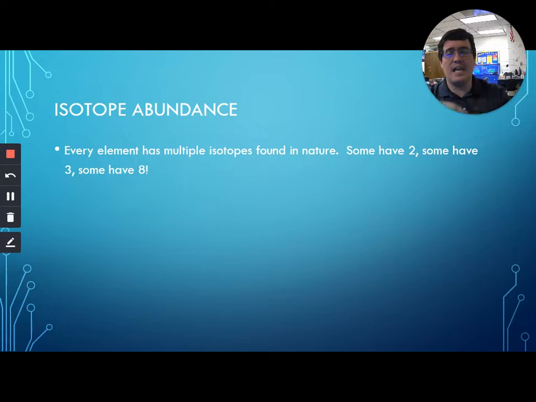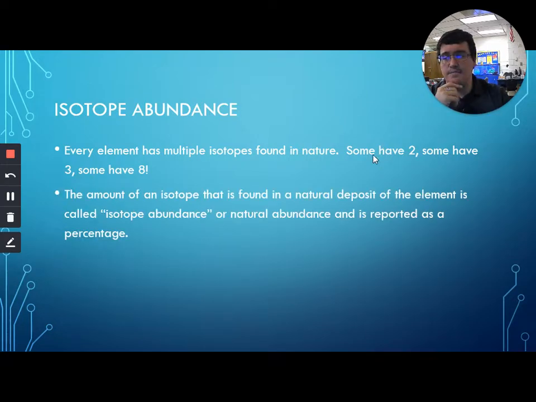And when we look in nature, we see that in every natural deposit, that is every deposit we find in nature, there is an amount of each isotope, and we call the amount of each isotope the isotopic abundance or isotope abundance. You hear some folks call it natural abundance. Natural abundance sounds too much like nature, and that sounds too much like biology to me. And me and biology never got along very well, so I prefer to call it isotope abundance.